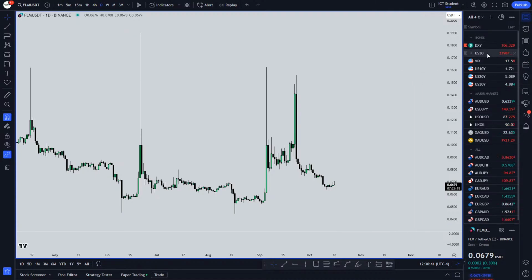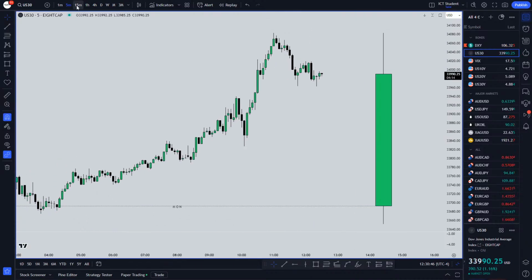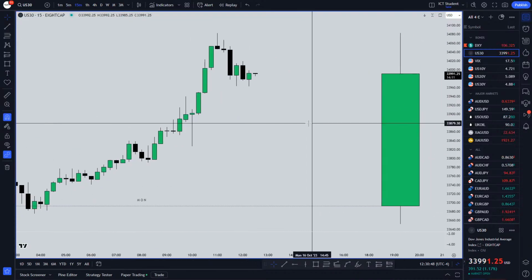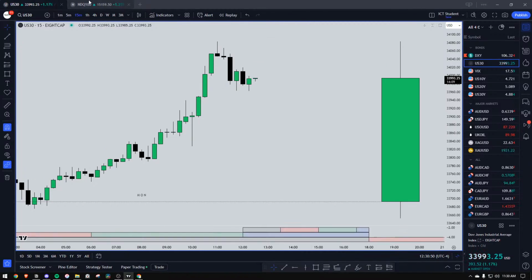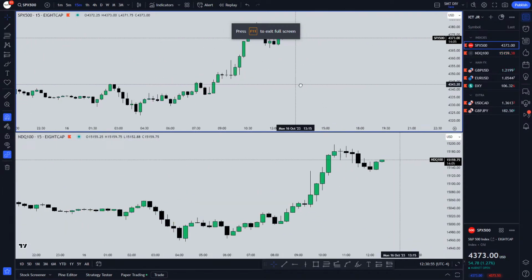Let's go view different markets. Let's go US30. See what US30 is doing on this. US30 doesn't drop, right? Come on, guys. Yeah, let's go right here. I wasn't lying.